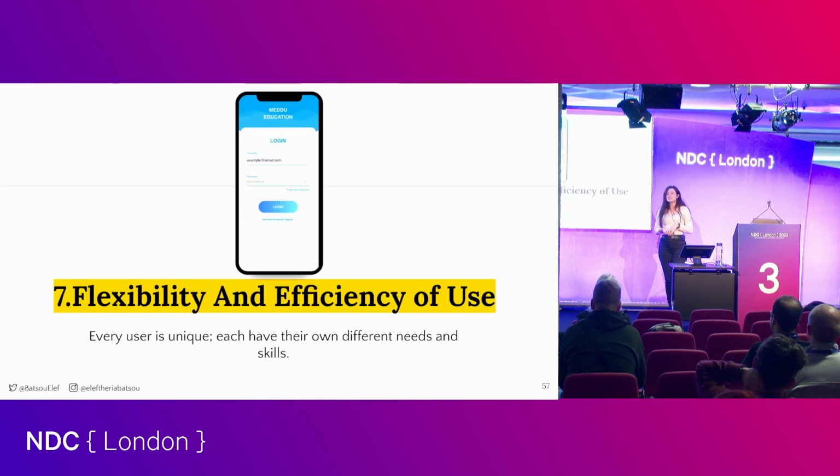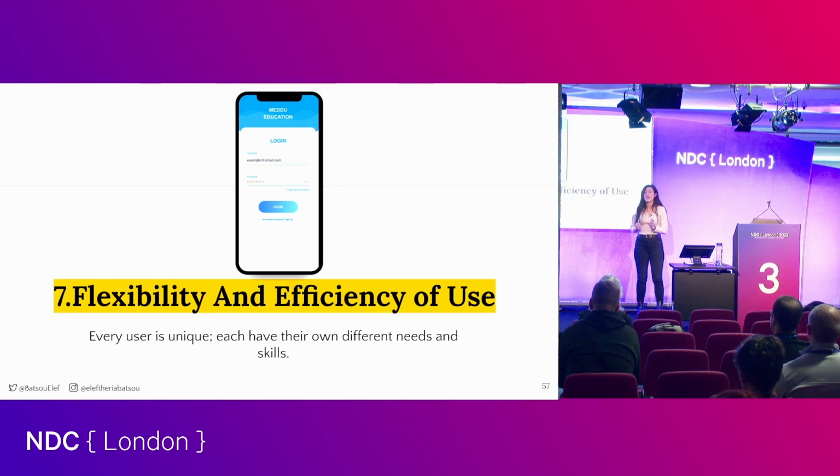Okay, let's go to the seventh rule, which is flexibility and efficiency of use. On our products, again, hopefully we will have a lot of users, right? But not all of those users have the same skills. Some of them will be first-time users, some of them will be very experienced users, and of course you have everything in between. You want to provide something for everyone.